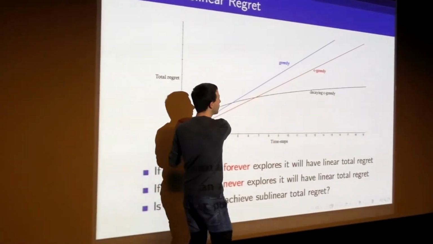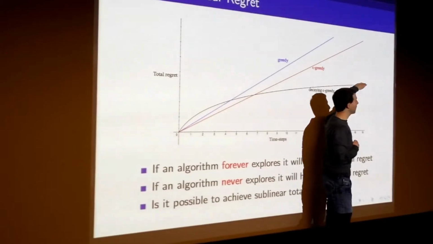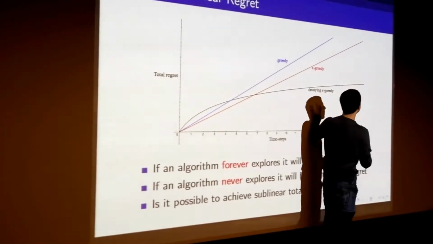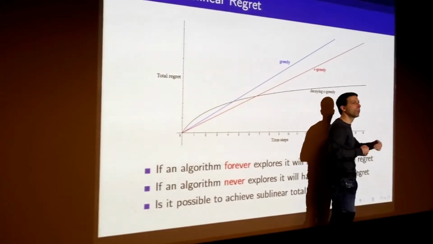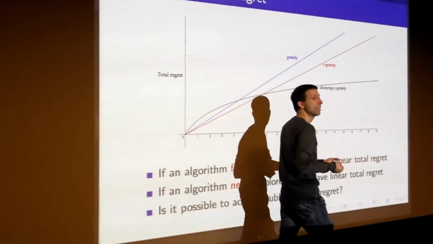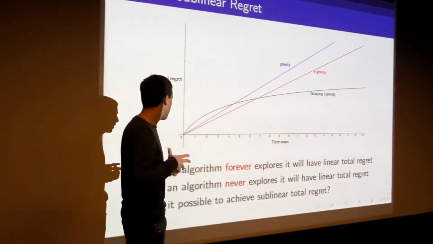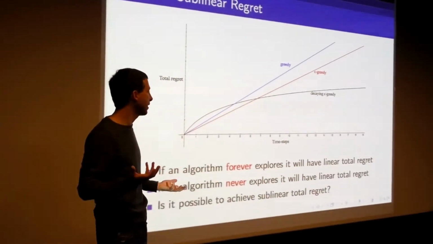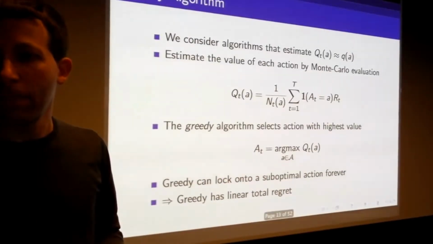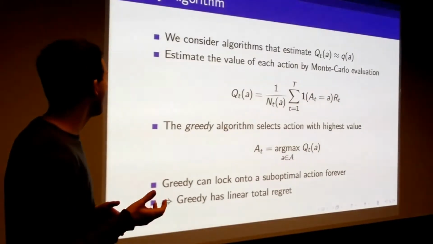We want regret which starts to asymptote out. We want something which gets less and less regret. As we see more and more, we want to do better and better and regret our choices less and less as we go on. And the question is, how can we achieve that? Is it possible to achieve sublinear total regret? And happily the answer is yes, and we'll see why.